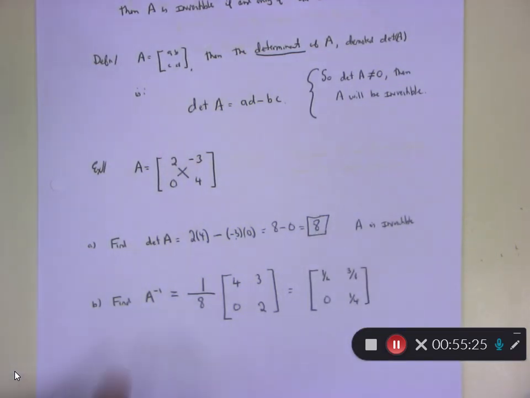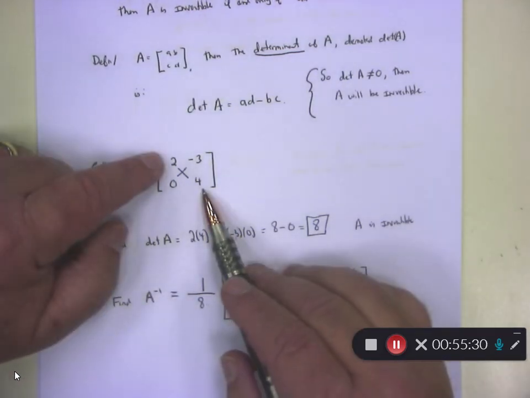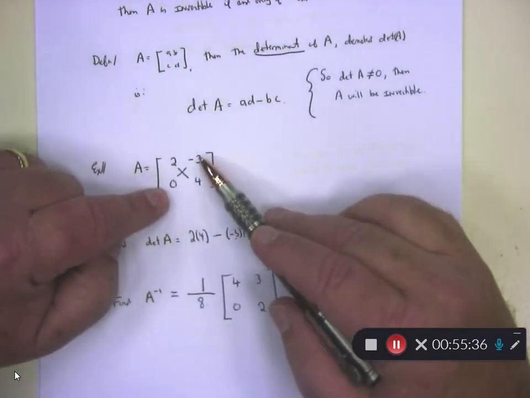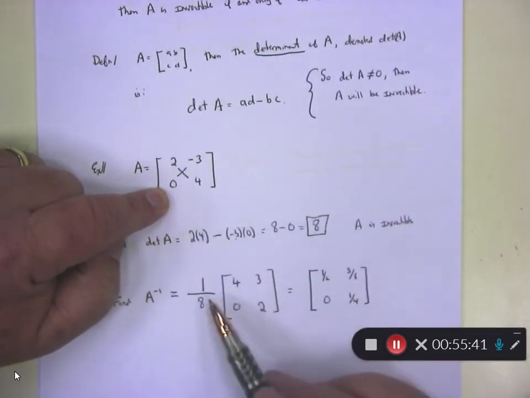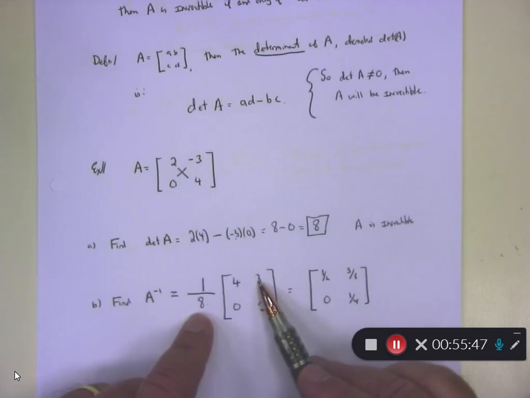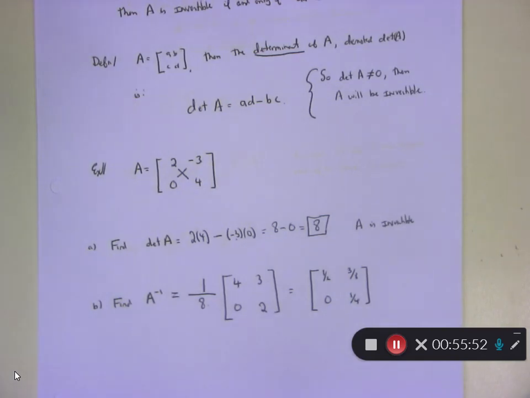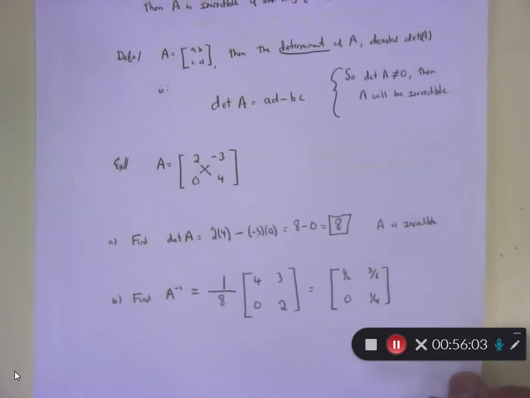And the answer for A inverse is 1 over that determinant, 1 over 8, times the main diagonal with positions switched, so this was 2, 4, now it's 4, 2. The off diagonal, switch their signs: -3 becomes +3, -0 is still 0. Then multiply the 1/8 times each term. That gives you 4/8, which is a half, 3/8, 0, and 2/8 is 1/4. That is the answer. Okay? So, keep going. Does that make sense? Again, terminology is the key to this stuff.